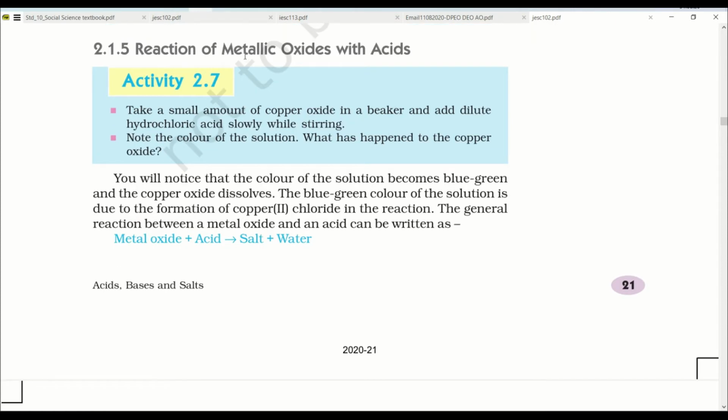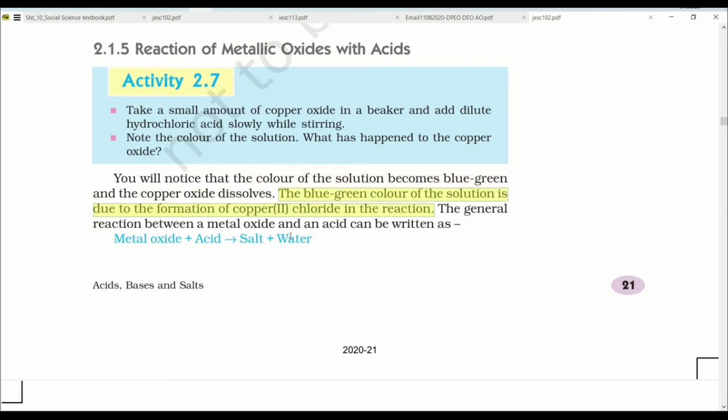Reaction of metallic oxide with acid. Take a small amount of copper oxide in a beaker and add dilute hydrochloric acid slowly while stirring. Note the color of the solution. What has happened to the copper oxide? You will note the color of the solution becomes blue-green and the copper oxide dissolves. The blue-green color of the solution is due to the formation of copper chloride in the reaction.